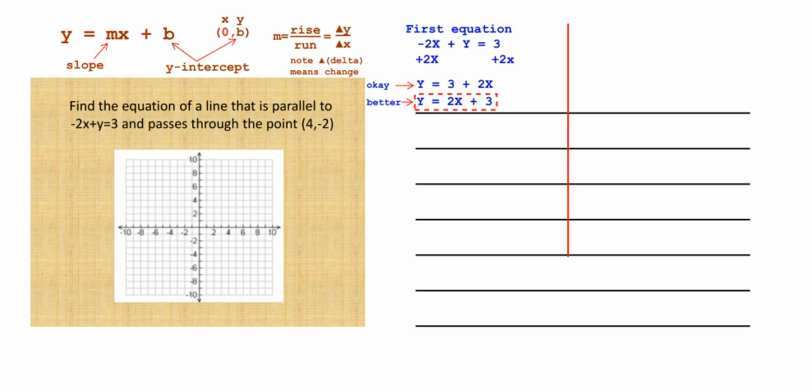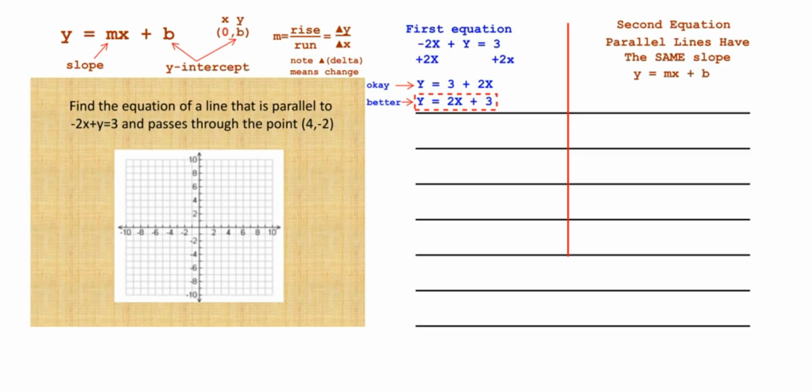Now, keep in mind, this is the first equation. So now we're looking for a second equation, one that is parallel to y equals 2x plus 3. Notice that parallel lines have the same slope. We currently found that the slope is 2 for the first equation, so it means the slope must be the same.